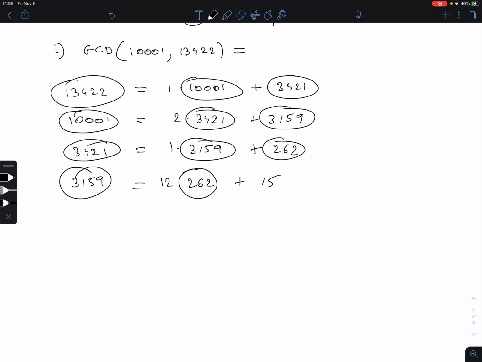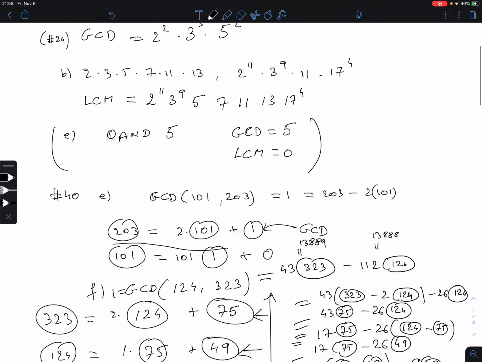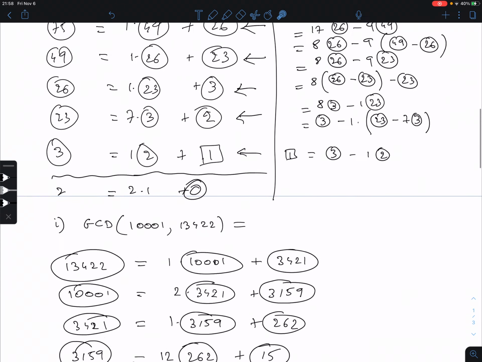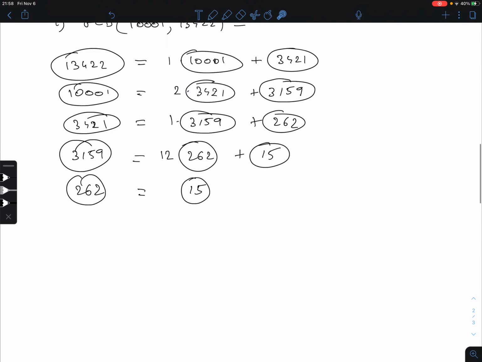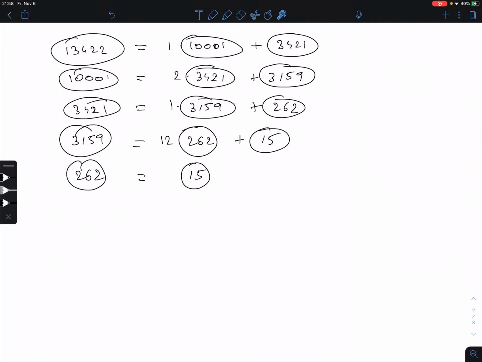So my new pair is 262 and 15. We like these numbers that get small, and the quicker they get small, the fewer steps we have to do. The number of steps can vary: in the very first one it was only one step, but in the other one it was way more. Although these numbers are bigger, let's see how many steps we need for this one.